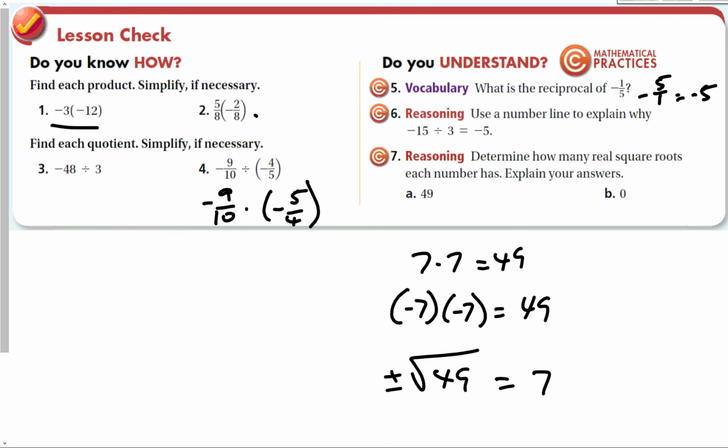But for B, what two numbers multiply together to give you 0? Well, it's just 0 times 0. That's 0. There's no such thing as negative 0. 0 is neither negative nor positive. It's right in the middle of the number line, smack dab in the middle. So while 49 has 2 real square roots, 0 only has 1. And that was 1-6, multiplying and dividing real numbers.